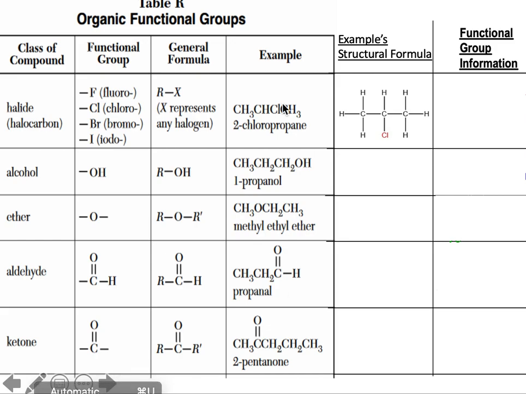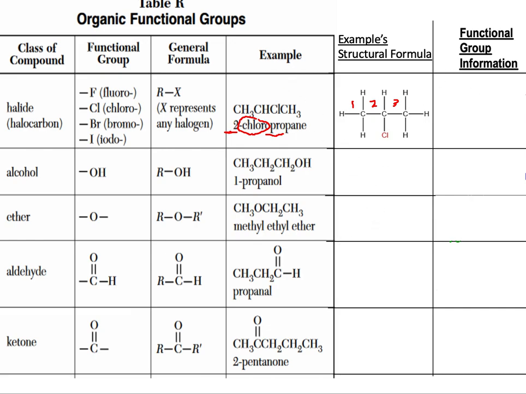So again, that prop tells us that there are 3 carbons. The chloro tells us that there's a chlorine somewhere in there, and the 2 tells us where it is. So if we number 1, 2, 3, right? That chlorine is on the 2nd carbon. So we say it's 2-chloropropane.